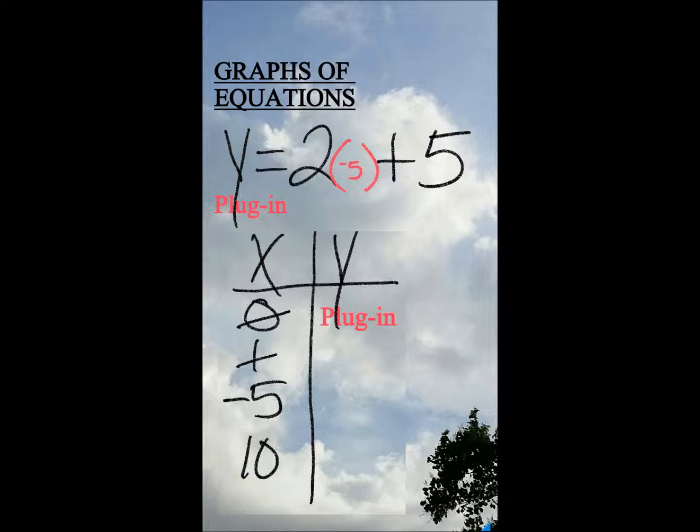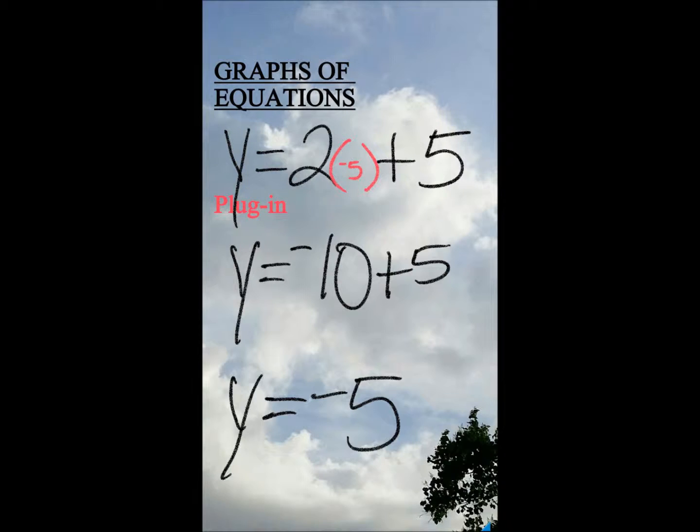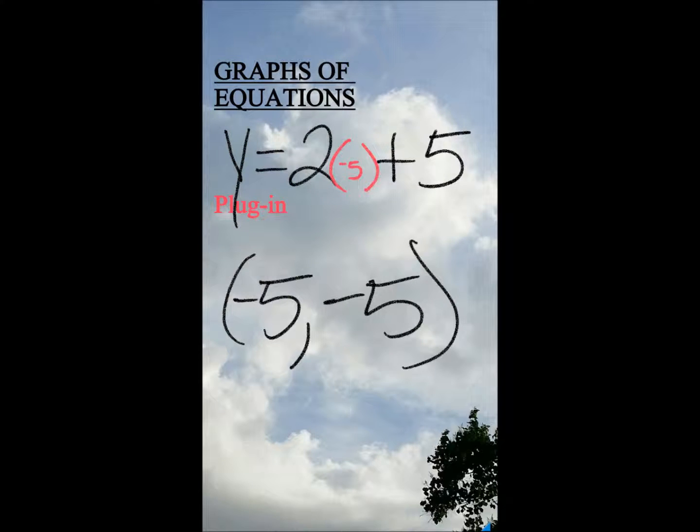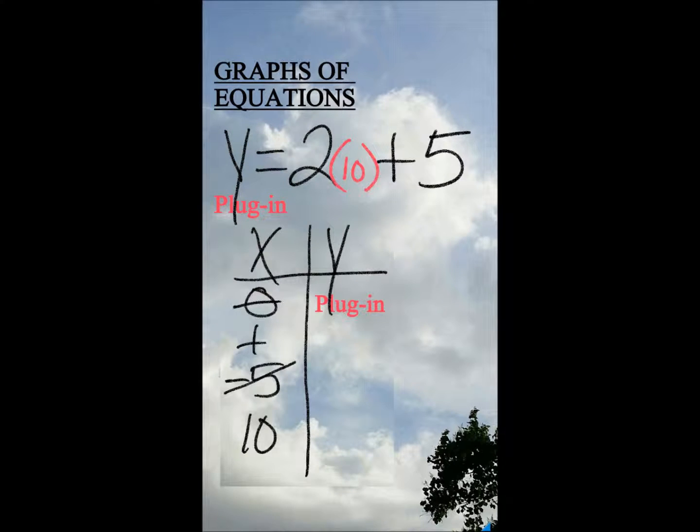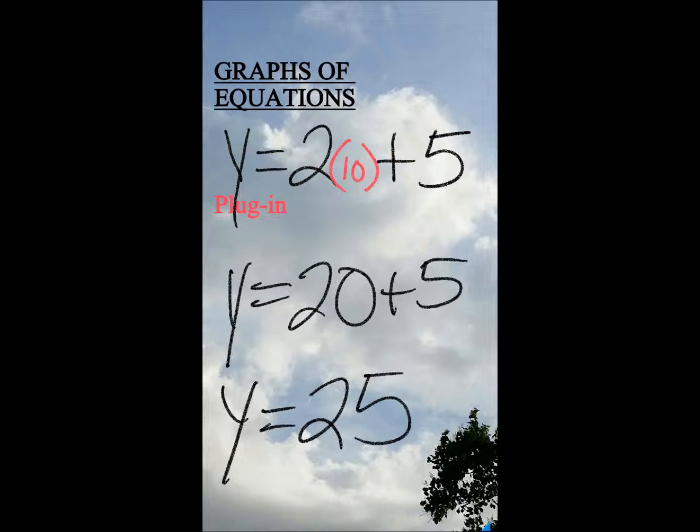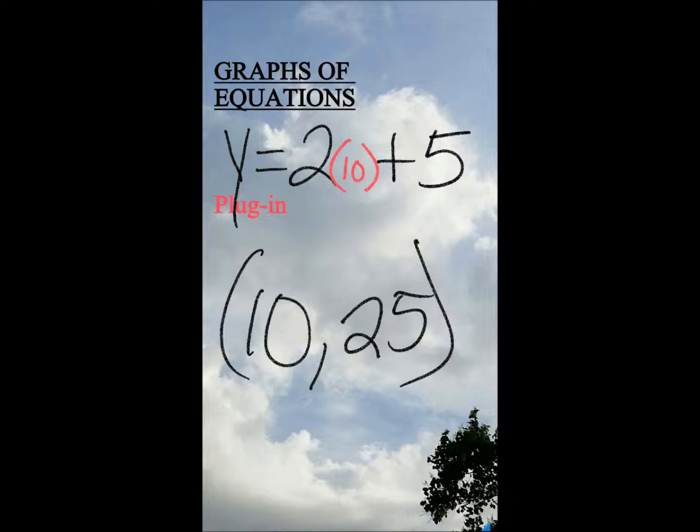Now we'll utilize negative 5. Plug in 2 times negative 5 plus 5, you get y equals negative 10 plus 5, so y equals negative 5. The point is negative 5 and negative 5. Now we will utilize 10. 2 times 10 plus 5, y equals 20 plus 5. We simplify to get y equals 25. The point is 10 and 25.